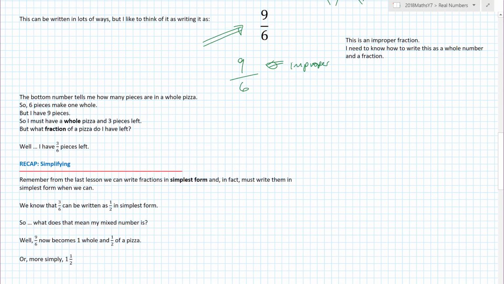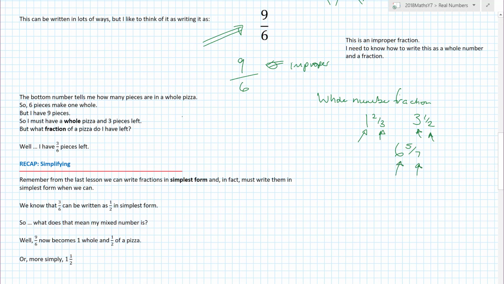Here's the big question. How do I now make that into a mixed number? Now remember, a mixed number is one that has a whole number and a fraction. So examples might be 1 and 2/3, 3 1/2, 6 5/7. These are all mixed numbers. Can you see? There is my whole number and there is my fraction.